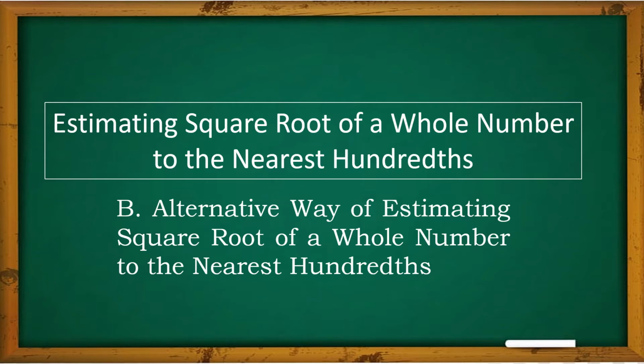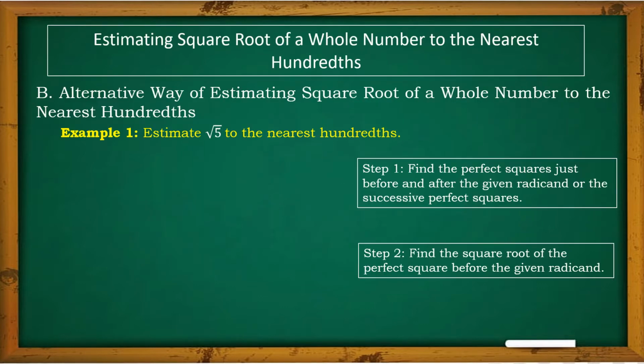Ang next topic natin is the alternative way of estimating square root of a whole number to the nearest hundredths. Ang alternative way of estimating square root of a whole number to the nearest hundredths ay may 4 na step. Tunghayan nyo yung 4 na step na to para masagutan natin siya ng mas mabilis. Okay, ang unang problem natin is to estimate square root of 5 to the nearest hundredths.